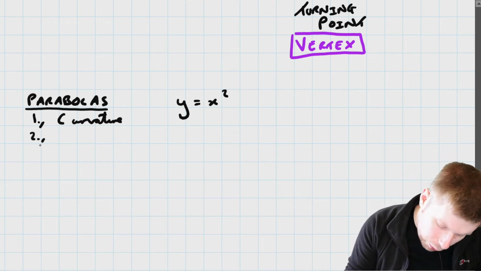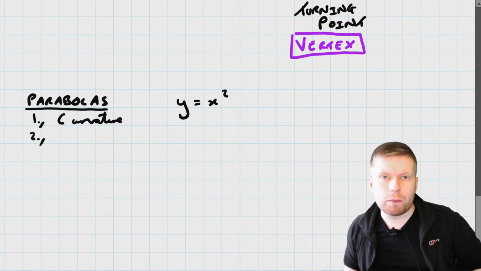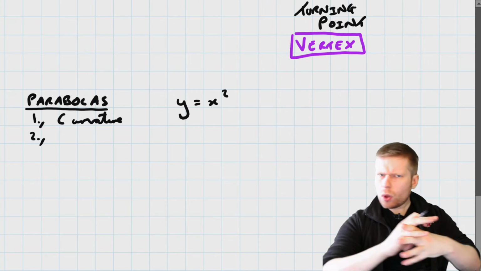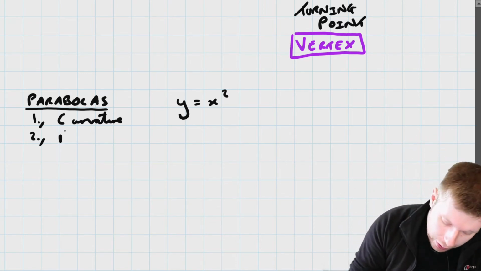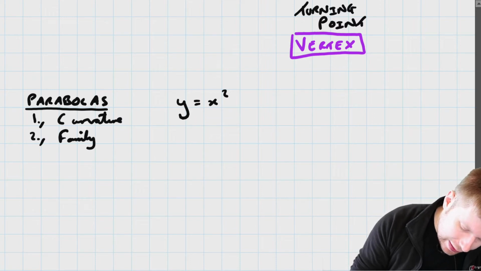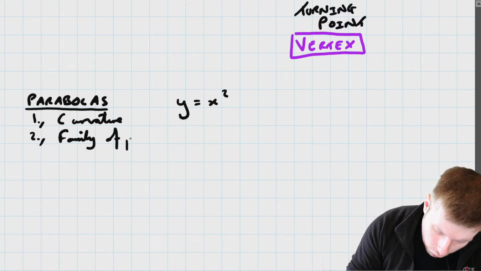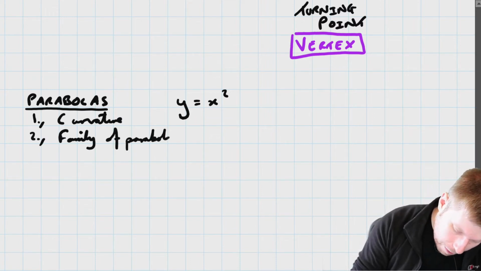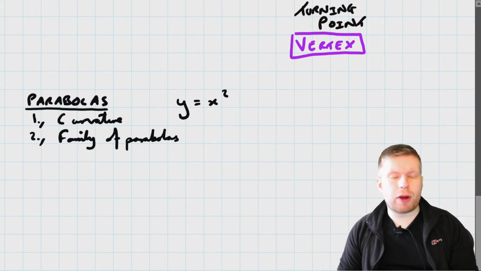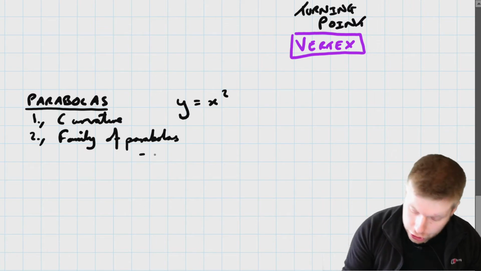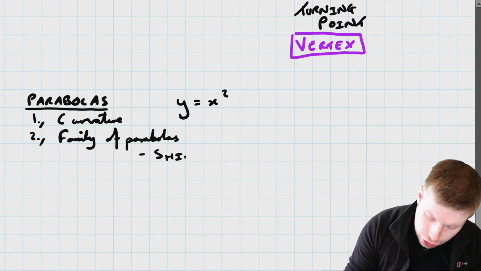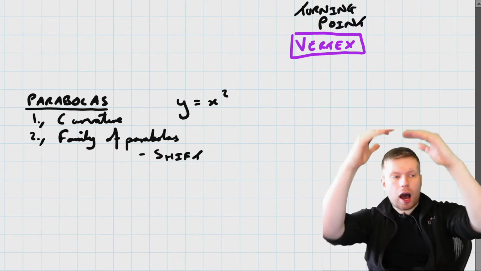But the second important feature, and this is what we're going to investigate now, is that we can create an entire family of parabolas, okay? So I can now create a family of parabolas in three ways. I can either do a shift, okay? Another word for a shift is a translation, so I'm literally just moving it up or down, okay?